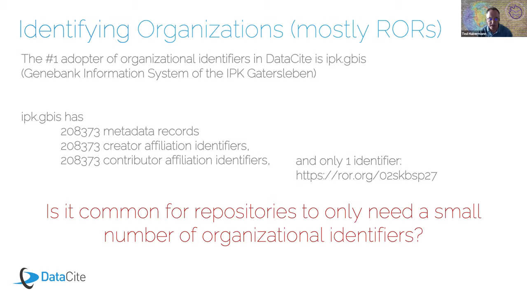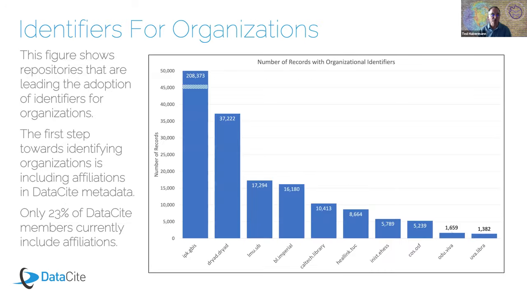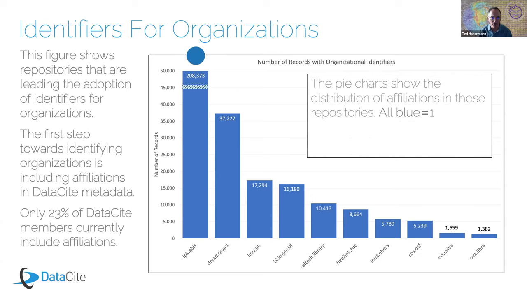And it brought up the question in my mind, is it common for repositories to only need a small number of organizational identifiers? So this is the figure that we had before. And I was trying to find a visualization, because I'm a visual learner at heart, that would help understand what the distributions of affiliations are in these repositories. And so I made a simple pie chart. And of course, as we just said on the last slide, this repository, IPKGBIS, has only one identifier in it. So in this case, the pie chart is all one color. It's maybe a boring pie, but that's what all blue means, one.